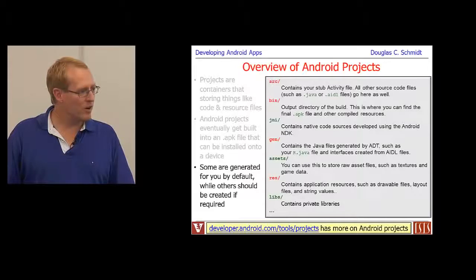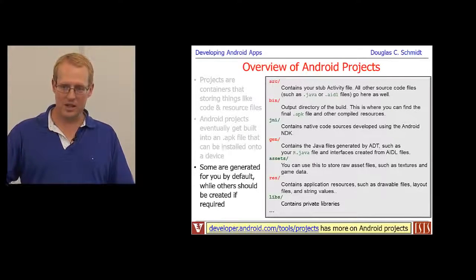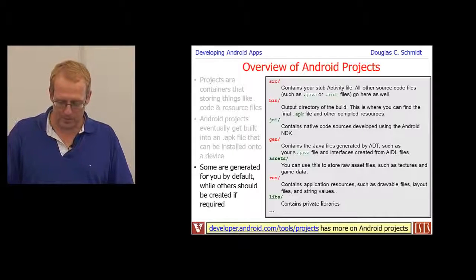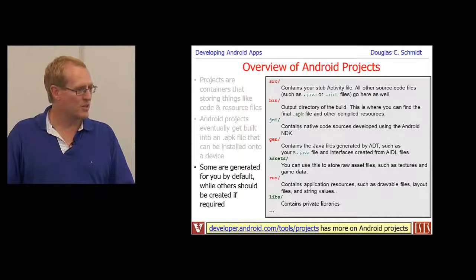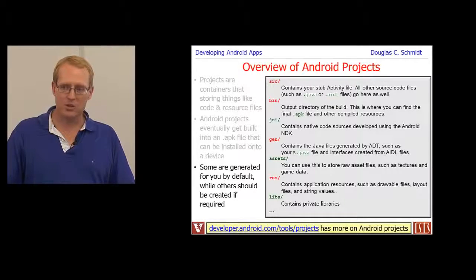There's the bin directory, or the binary directory. That's where the output of the build process goes. These are the things that are actually executable code. Keep in mind that the executable code here is going to be something that's interpreted by the bytecode interpreter. So this would be like a DEX file.